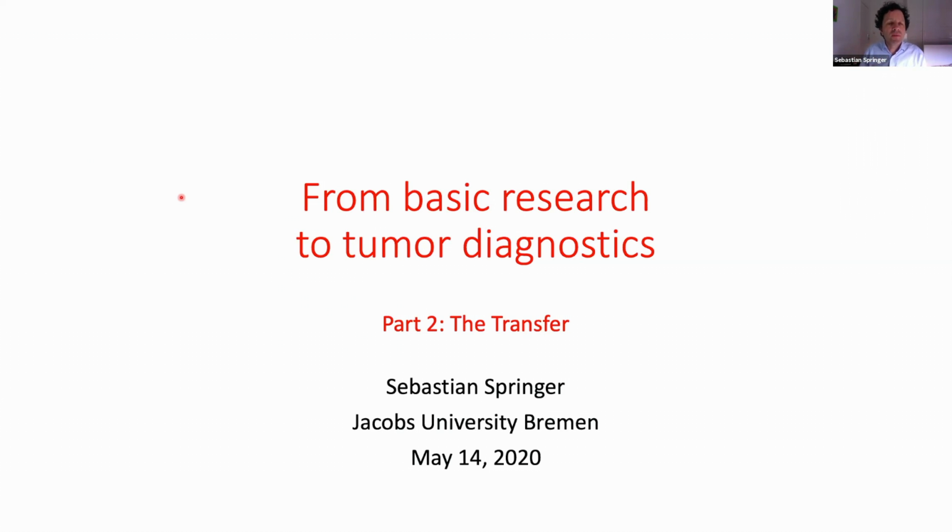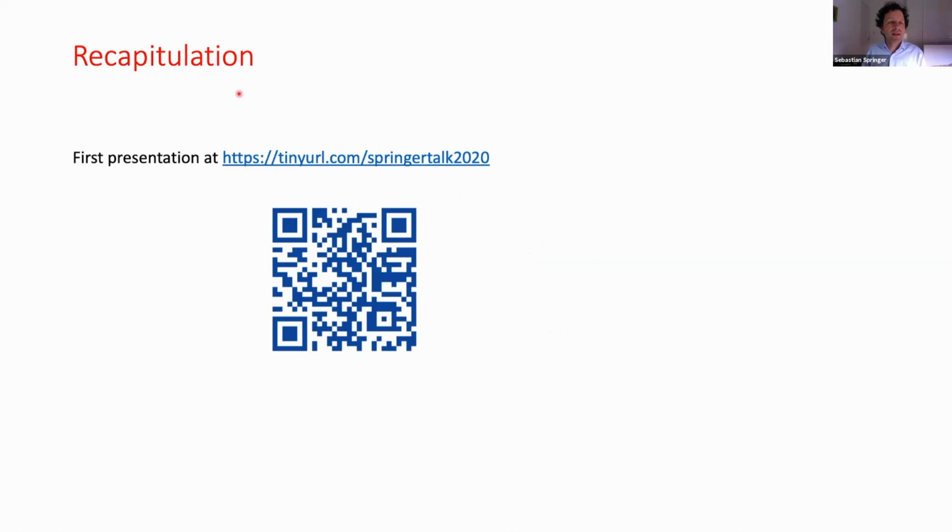Since I already talked about this last time, this lecture had a first part, and that first part is available on YouTube under this link, tinyurl.com, Springer Talk 2020, or there's a QR code, or you can write to me if you're interested in looking at the first part. The first part was mostly about the science, and I will now recapitulate it in a very brief presentation. So what is the discovery that we made?